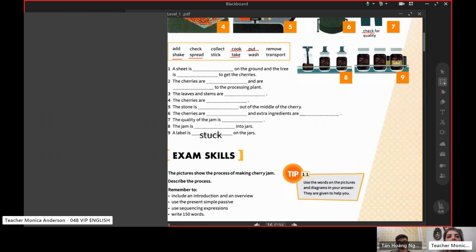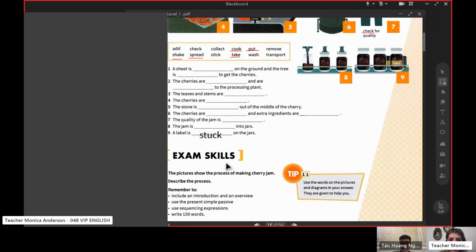Yours is definitely correct, but you can change it. I want to give you more alternatives so that you have more chances to get a higher score. So you can say cherry jam production, or producing cherry jam. Very good. Excellent. Well, that's it.